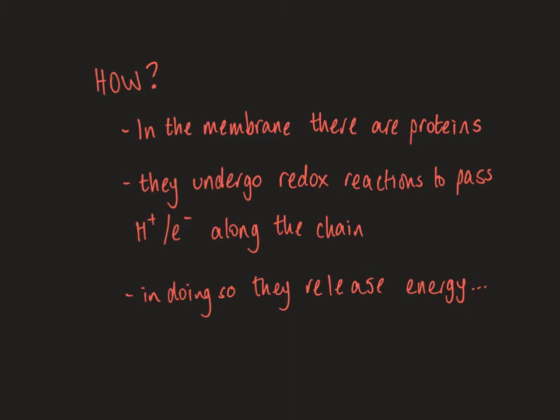How does it do this? Well, in the membrane, there are a series of proteins. So that inner mitochondrial membrane is studded with these special electron and hydrogen carrier proteins, and they undergo redox reactions to pass protons and electrons along the chain. And in doing so, they release energy.